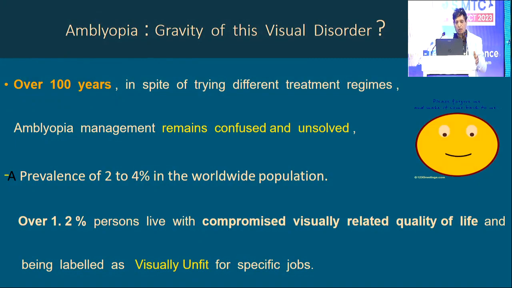Well, over 100 years, in spite of trying different regimes, amblyopia management remains confused and unsolved. The prevalence is over 2 to 4% in the worldwide population. Over 1.2% of persons live with compromised visual related quality of life and are labeled as visually unfit when they go for different jobs, specific jobs.